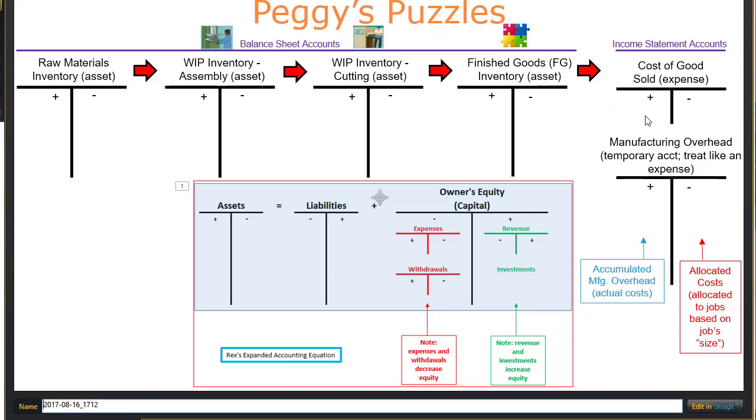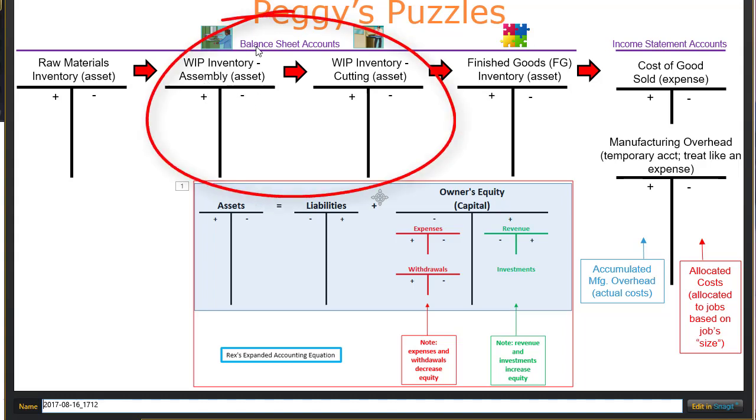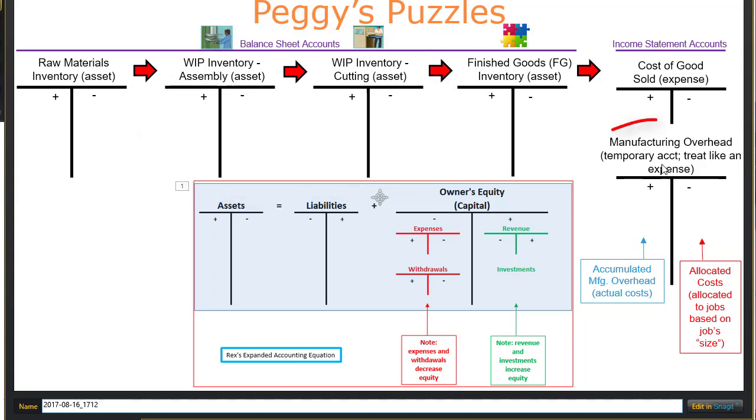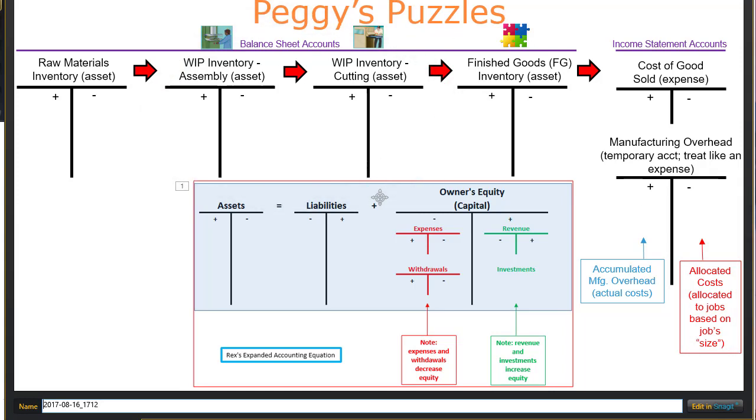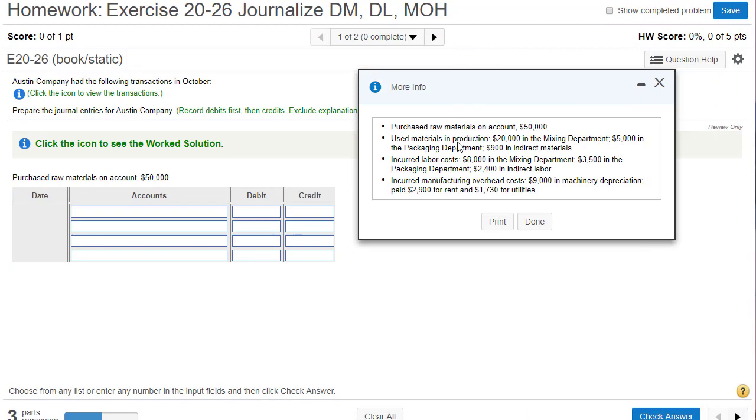Now, the costs that cannot be directly traced to a certain department, like the assembly department or the cutting department, go into manufacturing overhead, which is a temporary account treated like an expense. The actual costs accumulate on the debit side, and later when they are allocated to the work in process accounts, these two departments, the account is lowered. So let's journalize the costs for Austin Company.